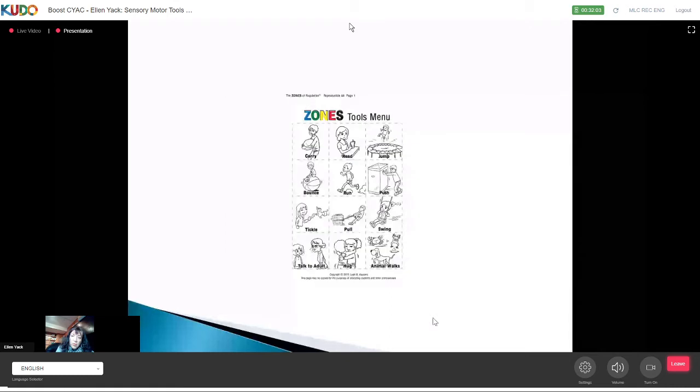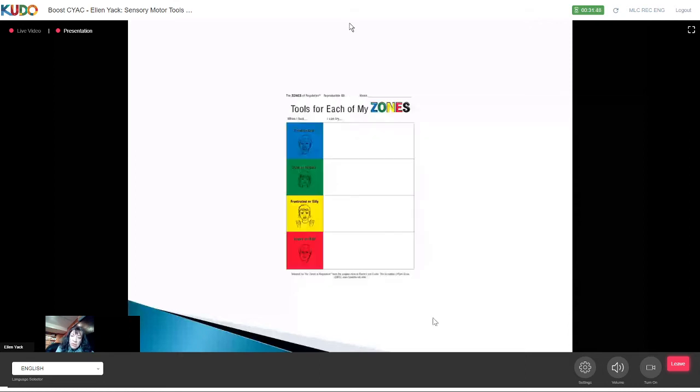In the zones program, they offer a tools menu, like the sensory preference list, to look at different sensory motor tools that can support arousal and emotion regulation. And there are all sorts of reproducible tools in the zones program to support getting the children to understand what angry or mad looks like, what frustrated looks like, what they look like when they're calm or happy, what they look like when they're tired or sad.